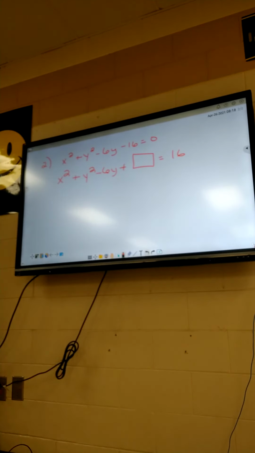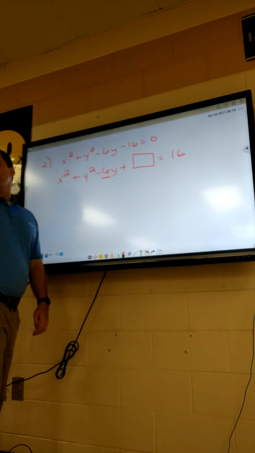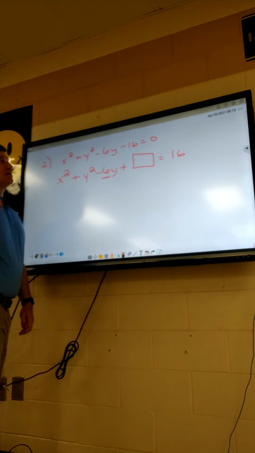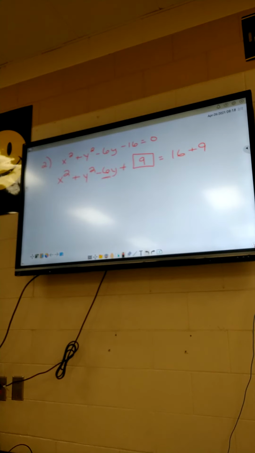All right, does anybody remember how we filled in the box last week? Half the number and square. Half of 6 is 3, now squared. So we got a plus 9 here, which means we have to do a plus 9 there. Remember, whatever you add on one side of the equation, you have to add on the other.